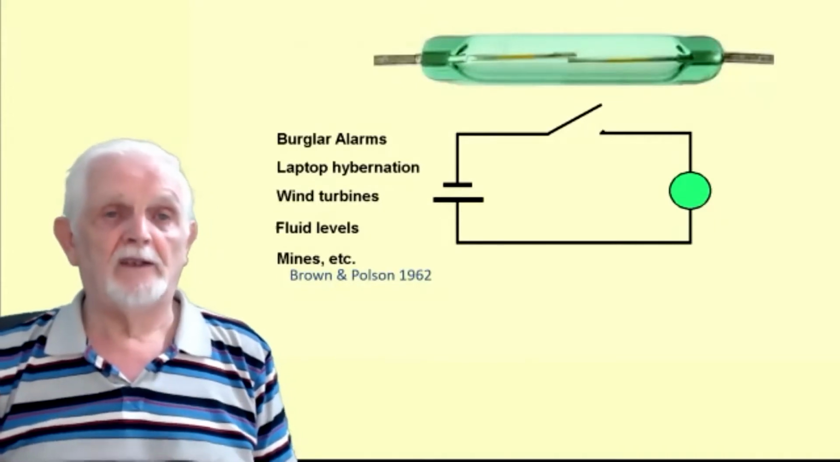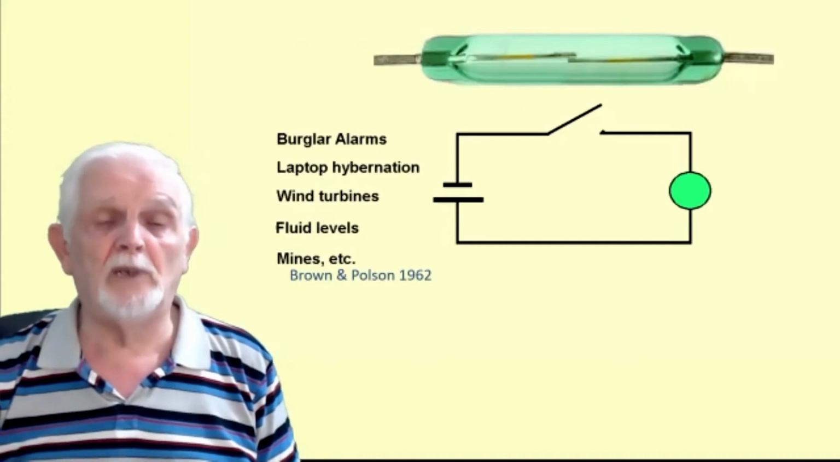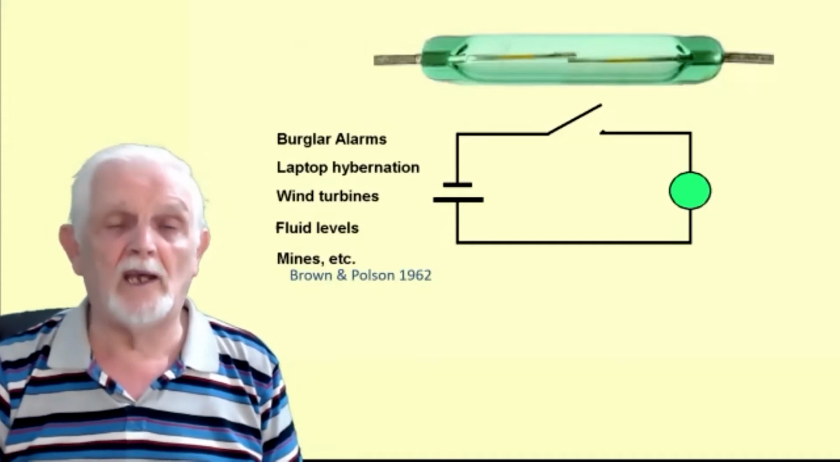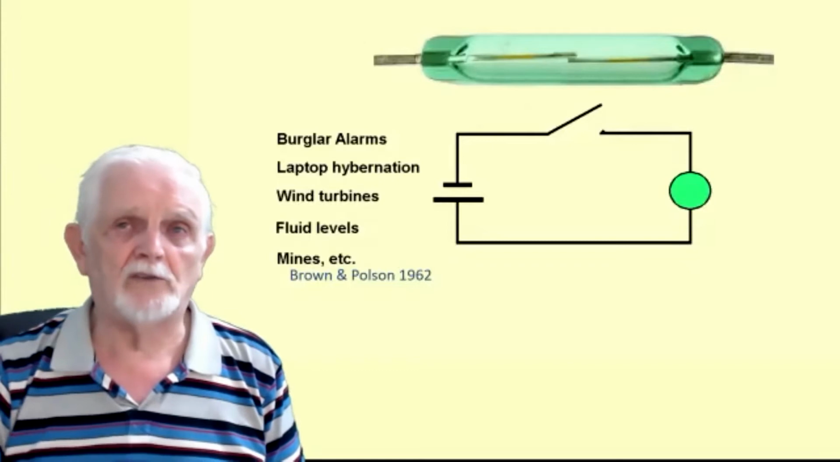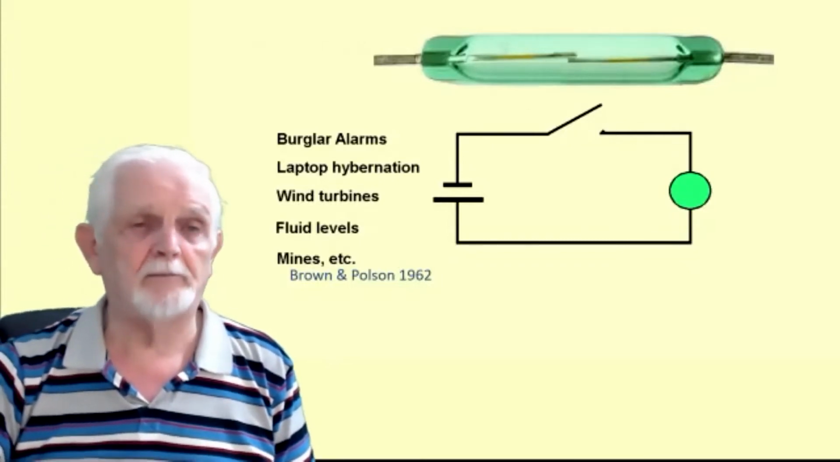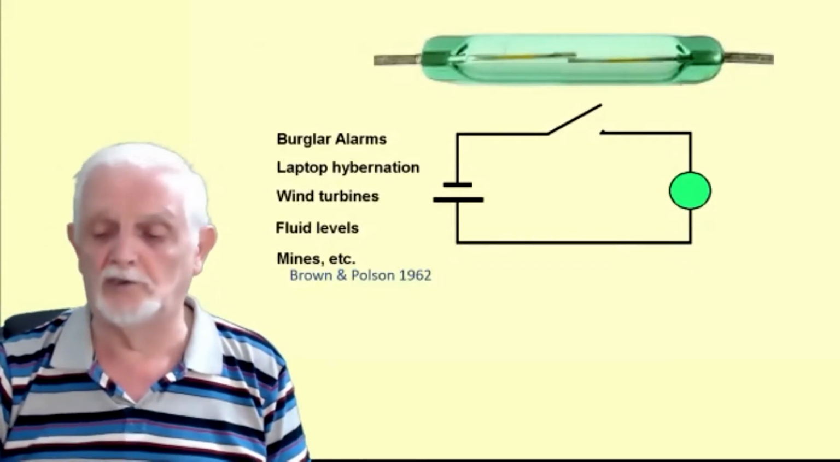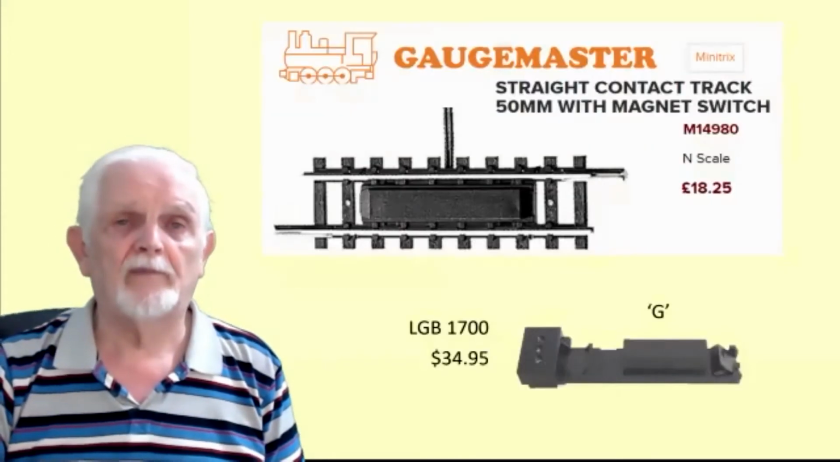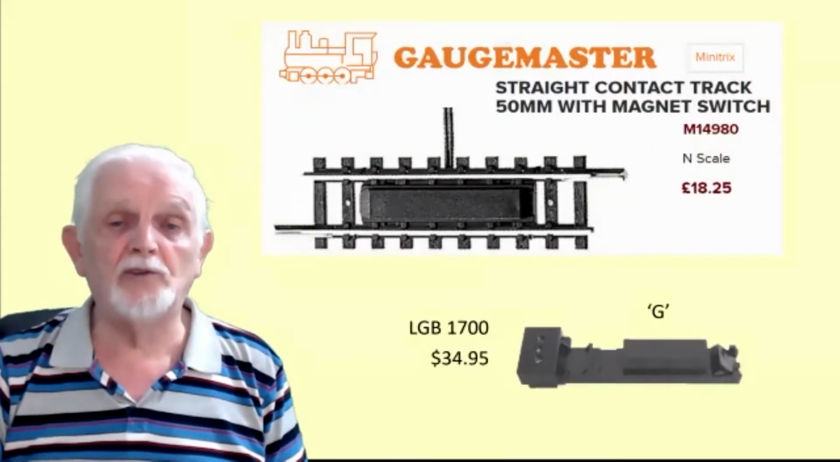So now down mines and in those kind of environments, they use reed switches because they're hermetically sealed. And they're great for us too, because we don't have to worry about dampness or corrosion in the contacts inside because they're hermetically sealed. Great for outdoor use. They're used in model railways.